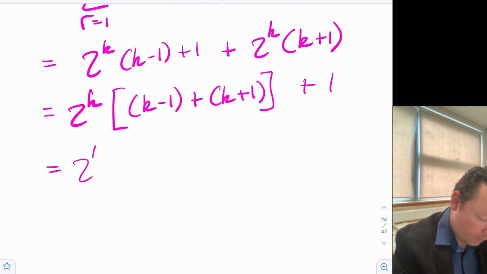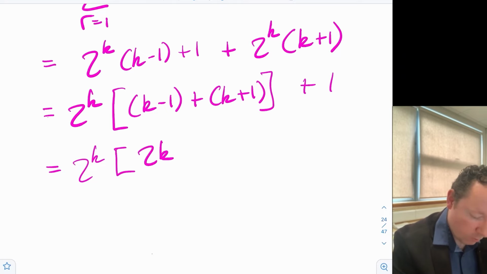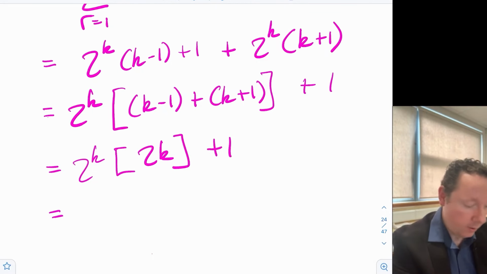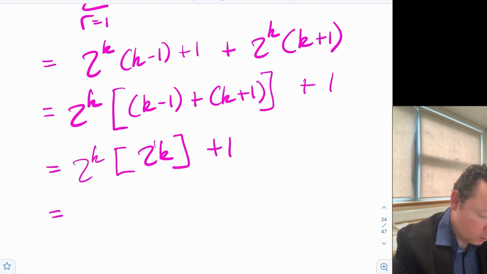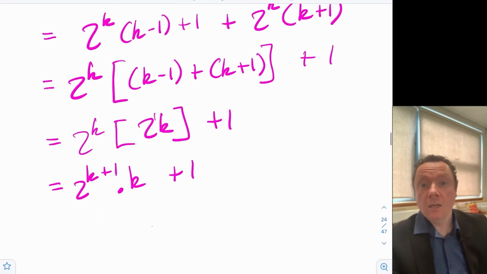So we can tidy that big bracket up. We've got k plus k is 2k, minus 1 plus 1 is 0, plus 1. 2 to the k times 2k, well, basically that's 2 to the 1, so we can add the powers, so that gives you 2 to the k plus 1 times k plus an extra 1 on the end. So that's our left-hand side.